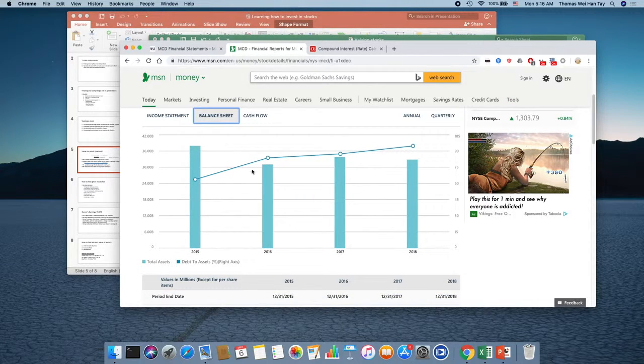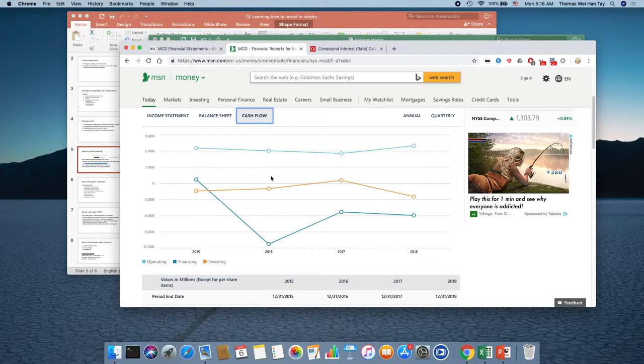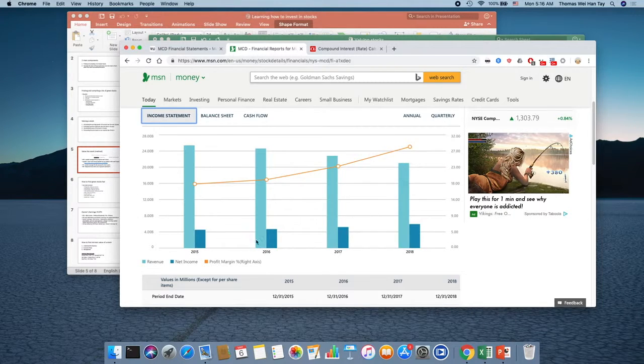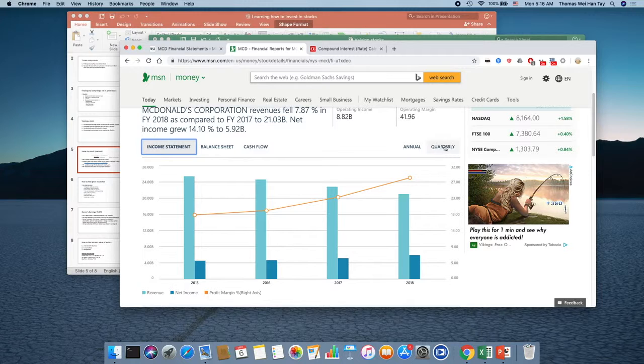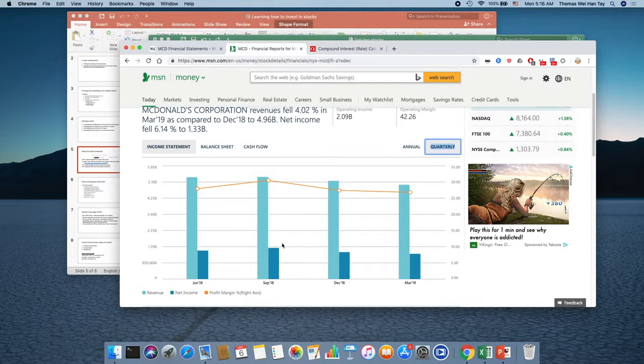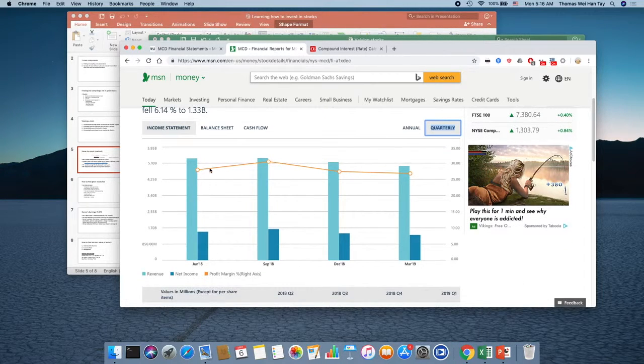Total assets has been fluctuating. Debt to assets has been increasing. That's not good. You don't want debt to be increasing, right? Cash flow, I'm not sure how to look at this. But here is the main one that I look at, income statement. So let's look at the quarterly one, see how it's performing. Quarterly profit margin is decreasing, and net income is actually decreasing.